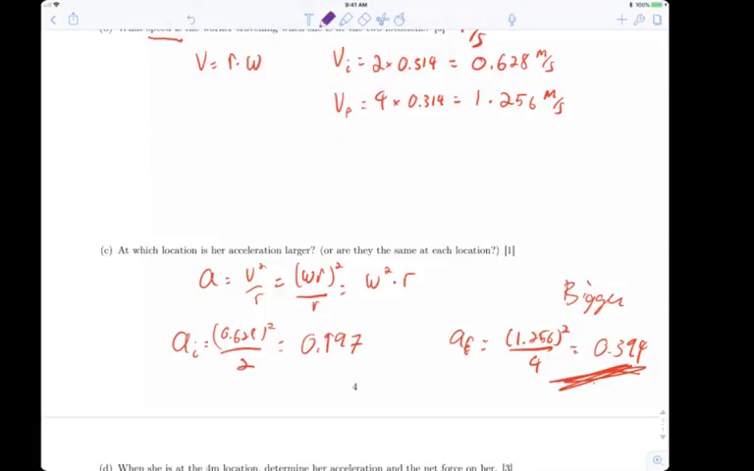When you're doing one of these questions, you should always have a reasonable guess of what the answer might be. It's not just a matter of plugging things into equations. So the idea is both of them have the same angular velocity, so the one with the bigger radius has the bigger acceleration. Okay.